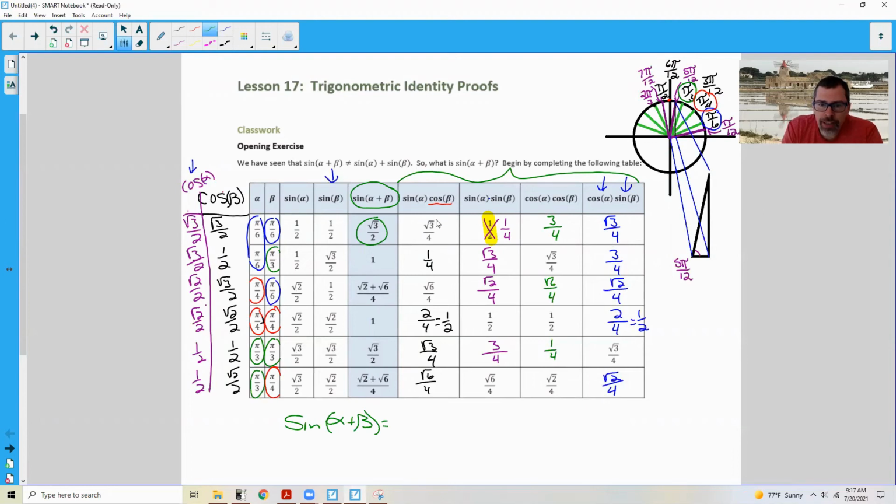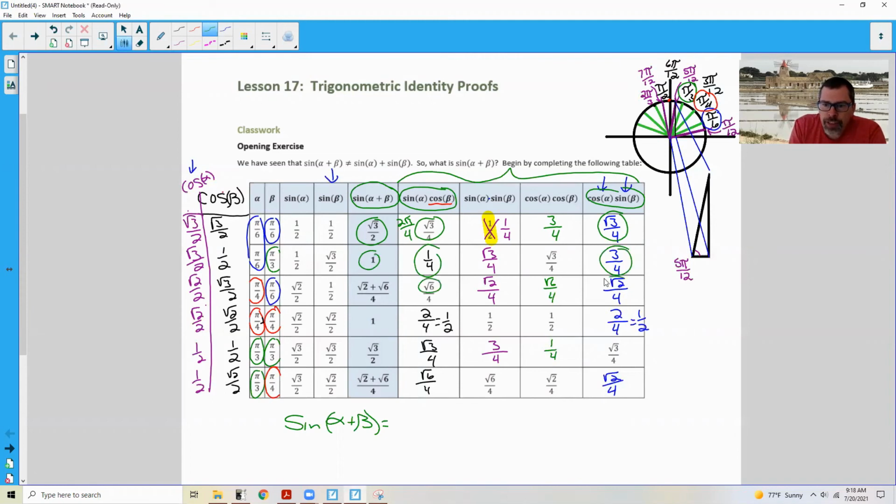So what I'm saying is if I add sine of alpha cosine beta to cosine alpha sine beta, that would add this to this. Well, the square root of 3 plus the square root of 3 is 2 square root 3 over 4. Since the denominator is the same, we just keep the same denominator. Well, 2 over 4 reduces to 1 over 2, and we get root 3 over 2. All right. So then when I check that, 1/4 plus 3/4 equals 1.